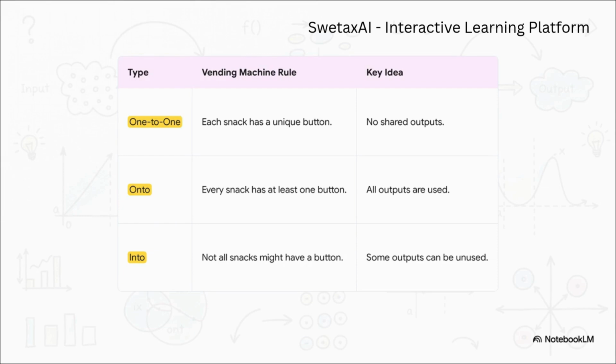And you know, what if some snacks are unreachable? Well, we call that an into function. It just means there might be a few things on the shelf that you can't actually buy. And honestly, most functions you run into are into by default.